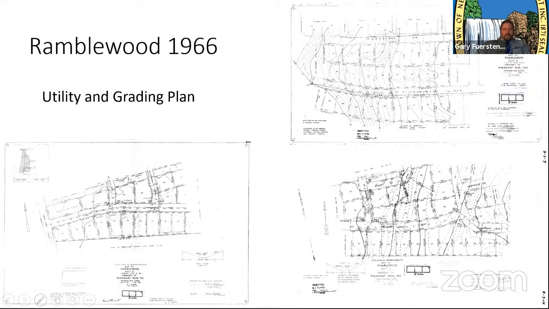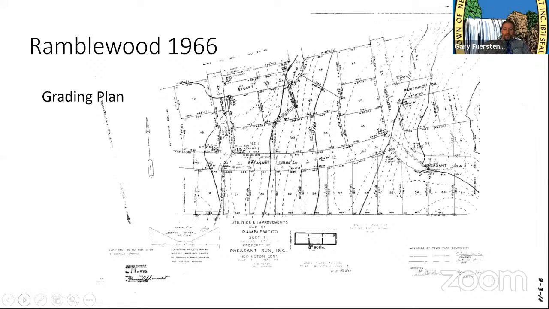Here is the 1966 grading and utility plans for the Ramblewood subdivision. Again, here's the west end of Pheasant Run, the central portion of Pheasant Run, and the eastern portion of Pheasant Run. Next slide. Here's a detail of the central image that I just showed you in the previous slide.